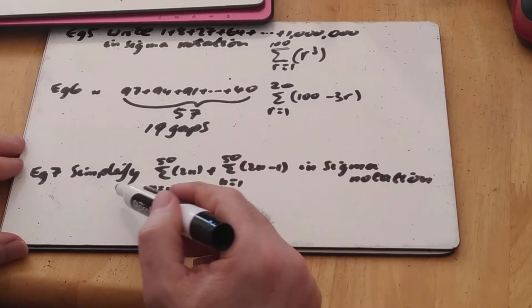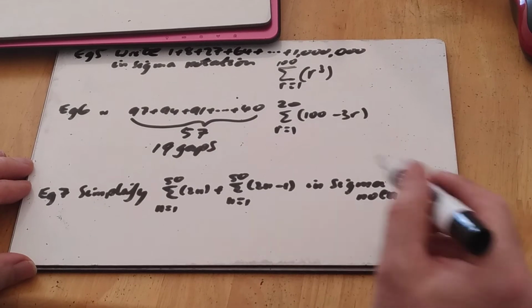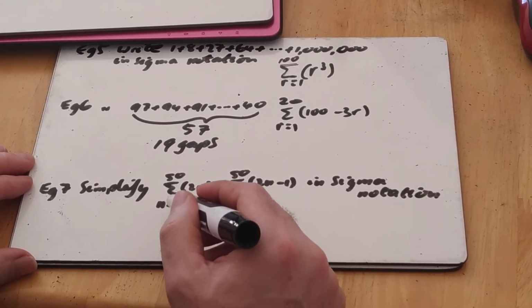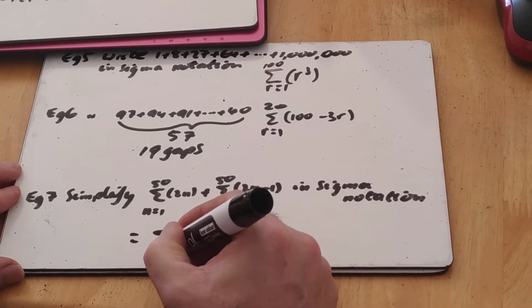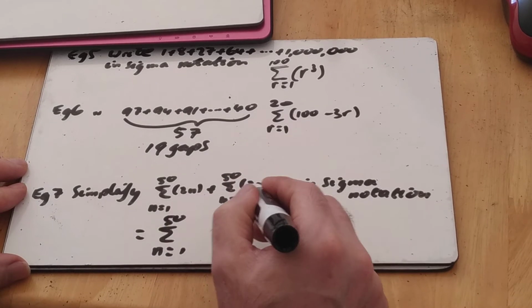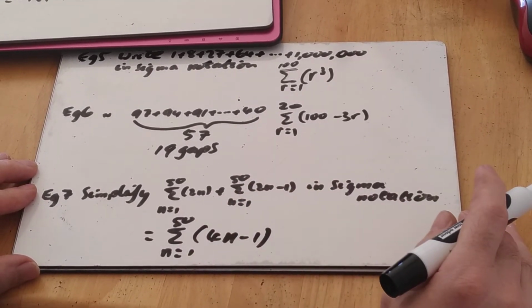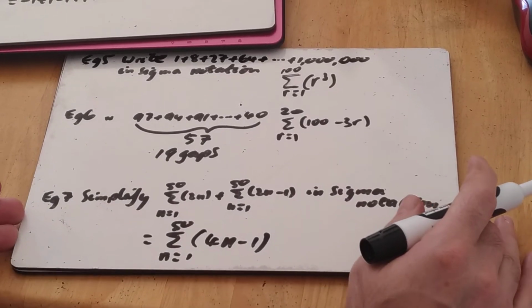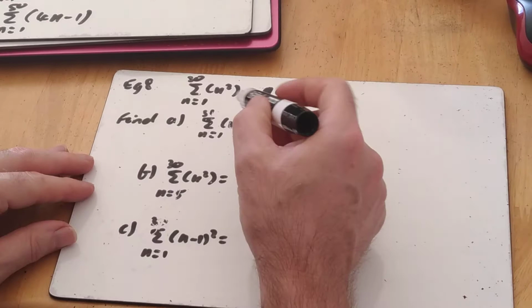Example 7. Simplify 2 different sigma expressions in one sigma notation. Well, the good news is it's the same n equals 1 to 50, so I can write it, sigma n equals 1 to 50, and all I do is simply add that function to n and that function to n minus 1 to get 4n minus 1. Nice and straightforward.